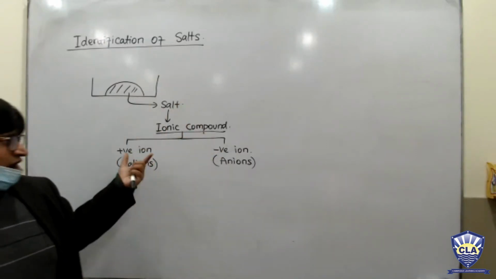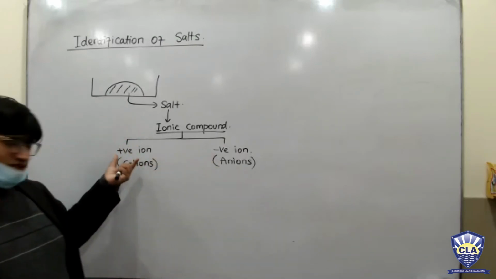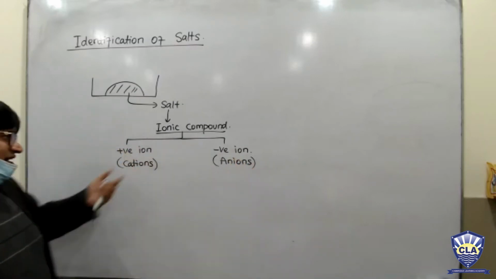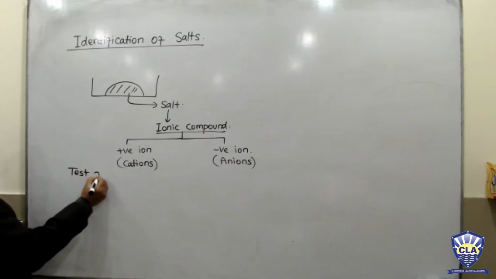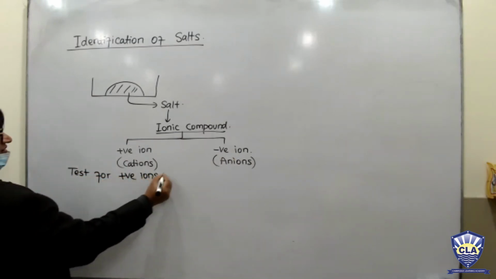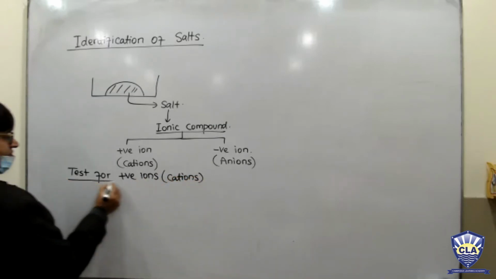So now one by one we are going to start with the test for positive ions and the test for negative ions. Okay, so let's start with the test for positive ions, which are called the cations.